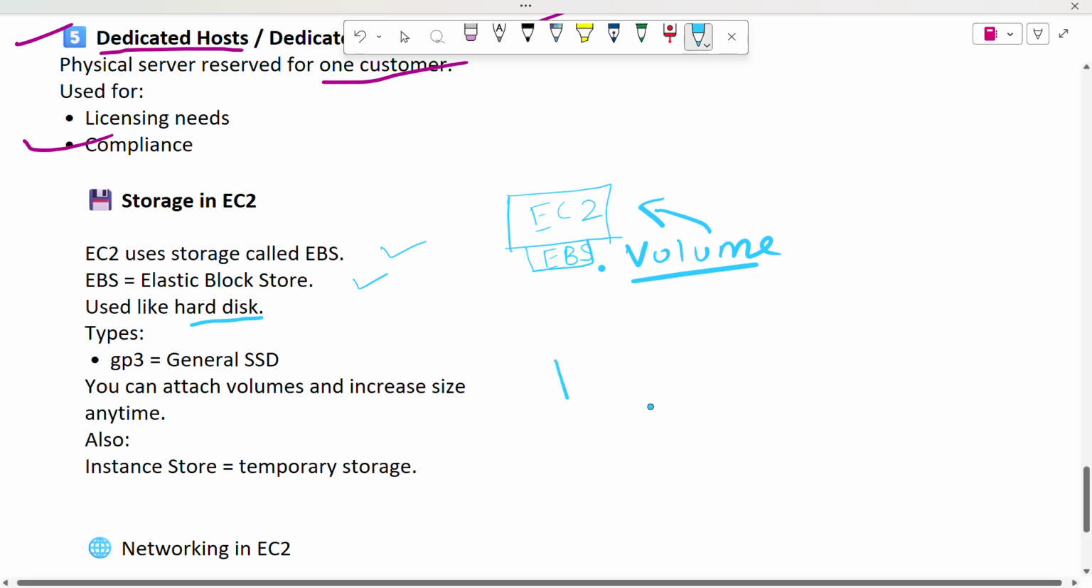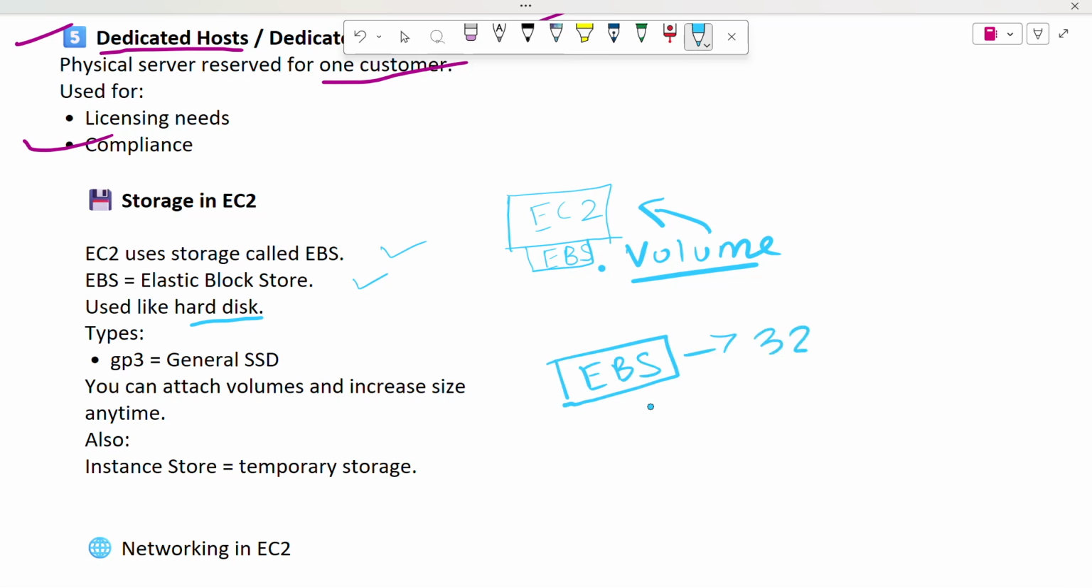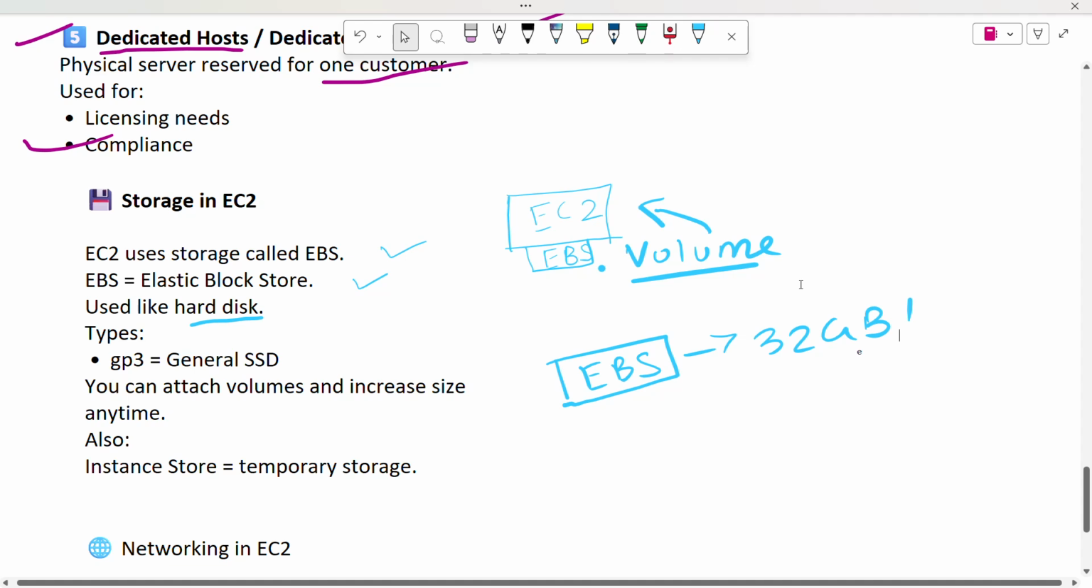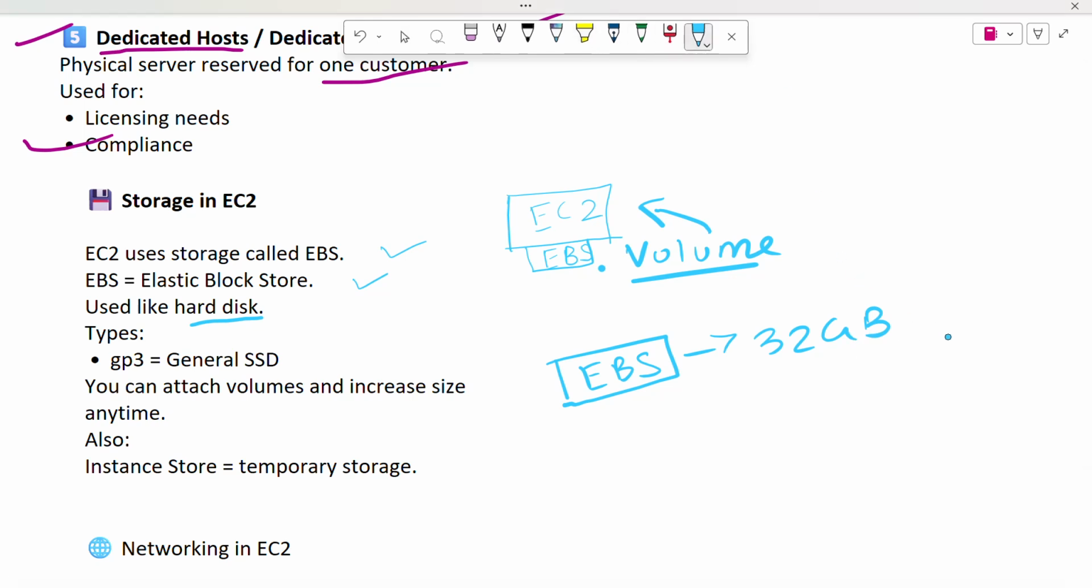Let's say this is an EBS volume. It is 32 GB, and after some time you come to know that there is a requirement to upgrade it. There is a need to increase the size. You can go on to increase the size, right? But reducing the size is not that easy.